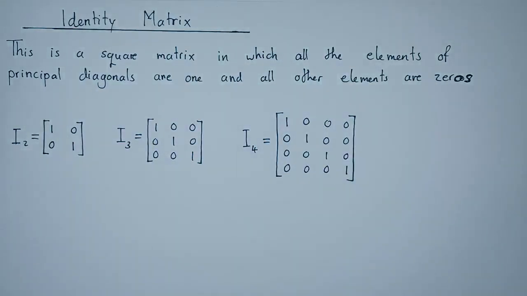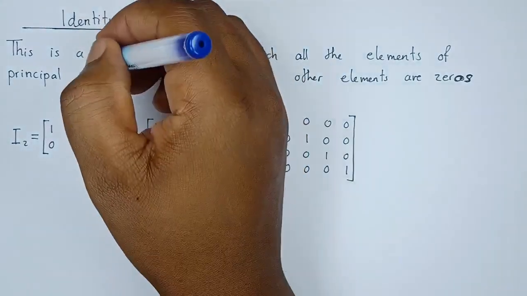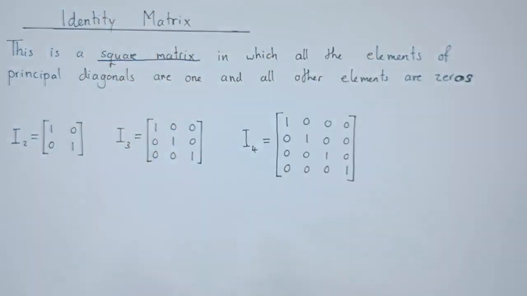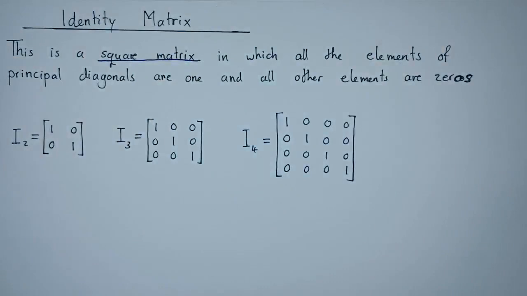Now it's important to note that an identity matrix is always a square matrix. A square matrix is simply a matrix which has the same number of columns and rows. So the order of an identity matrix will be either 2 by 2, 3 by 3, 4 by 4, just like that. So what are some of the properties of an identity matrix?